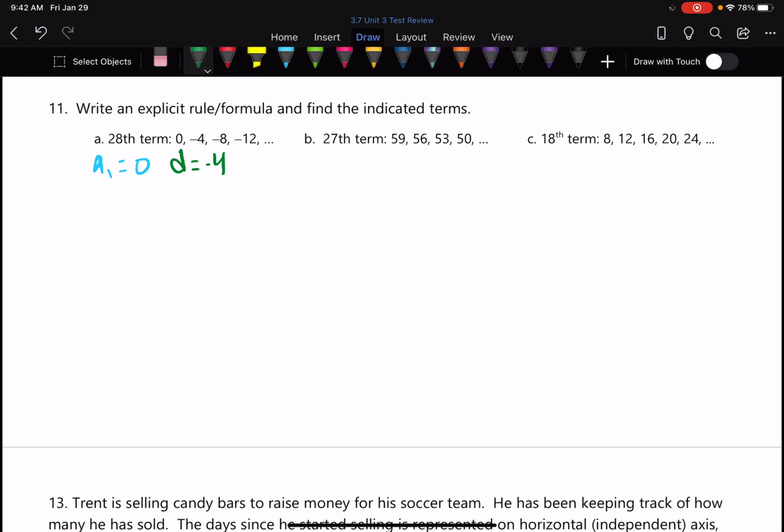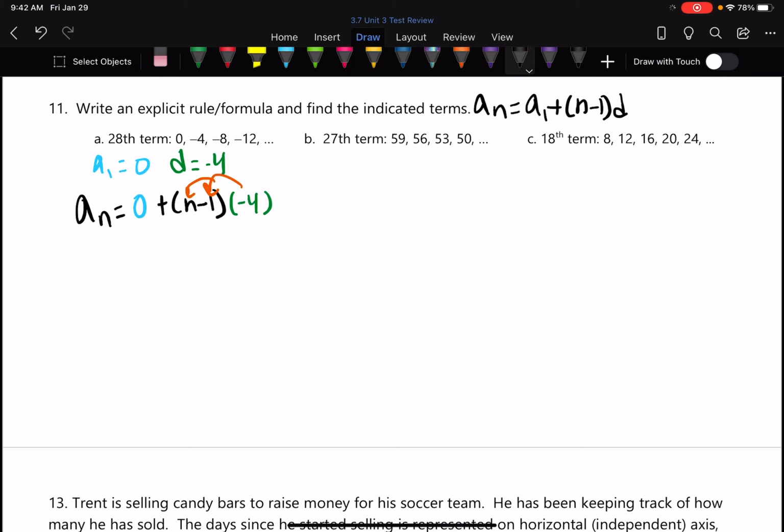So if I'm writing the explicit rule, we know that's going to be a sub n equals a sub 1 plus n minus 1 times our difference. So I have a sub n equals 0 plus n minus 1 multiplied by negative 4. I'm going to distribute the negative 4 throughout the parentheses. So I have a sub n equals negative 4n plus 4.